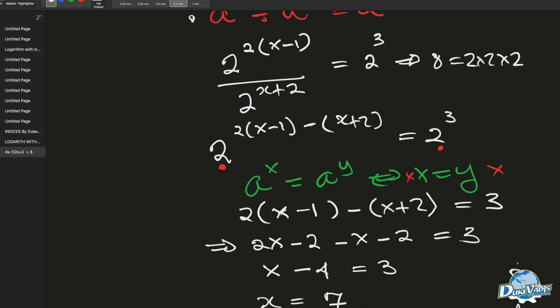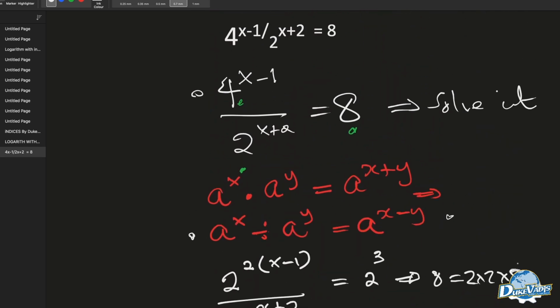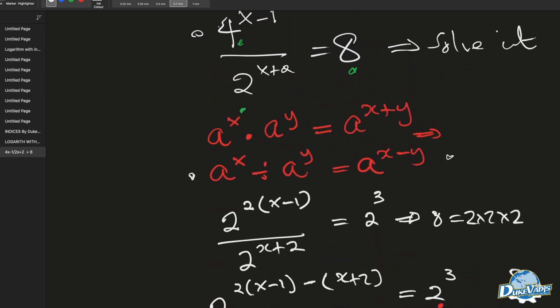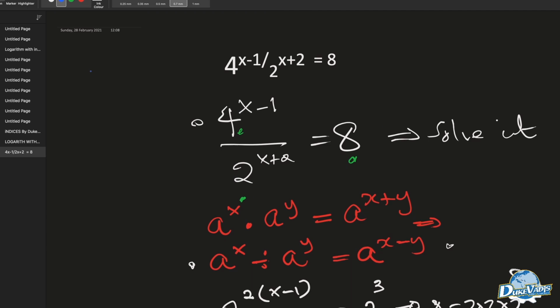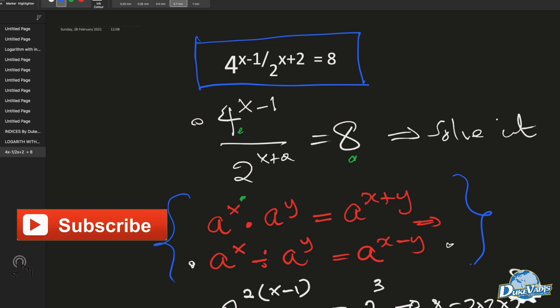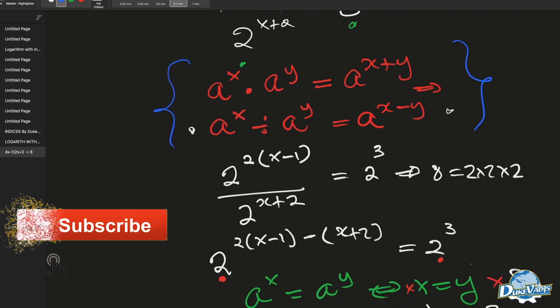Okay, let's recap. First, this is the question given. Here's the question given. We have 4 raised to the power x minus 1 and 2 raised to the power x plus 2 is equal to 8. Then we tried to remember this equation, because we are going to make use of it. Then we apply this equation.